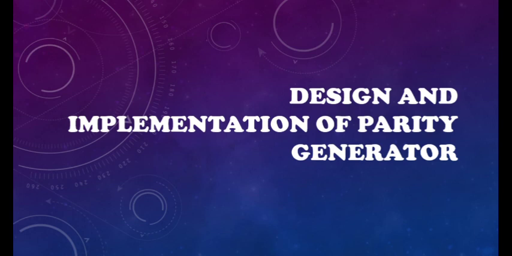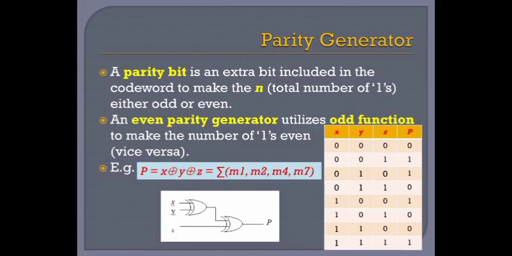Now we are going to see the fifth experiment, design and implementation of parity generator. A parity generator is an extra bit included in the code word to make the total number of ones either odd or even. An even parity generator utilizes an odd function to make the number of ones even, and vice versa.